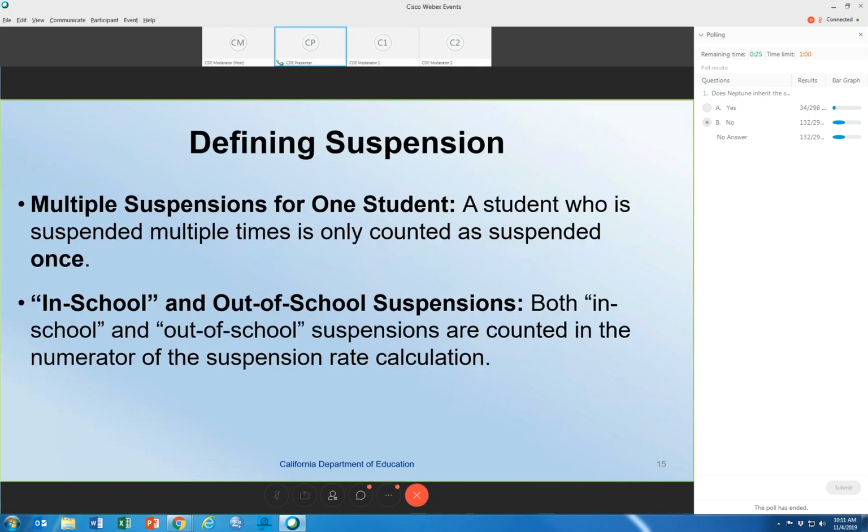So in defining suspension this year, we want to be clear about what we mean by this. Multiple suspensions for 1 student: a student who is suspended multiple times is only counted as suspended once. They're a student who was suspended. And in-school and out-of-school suspensions both count in the suspension rate calculation. So students who have the aggregate of 1 or more days will be counted in the numerator of the suspension rate calculation, regardless of whether it was in or out of school.